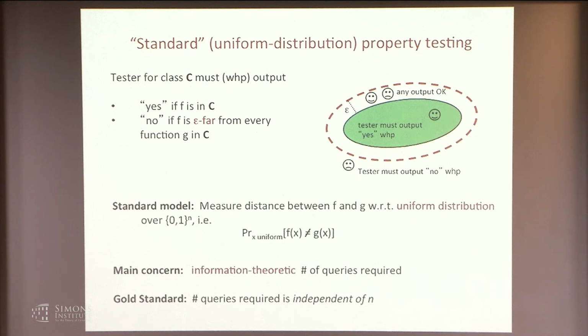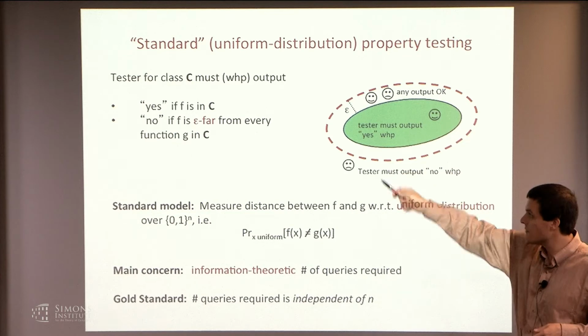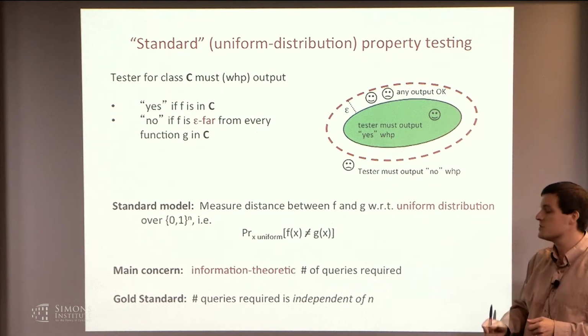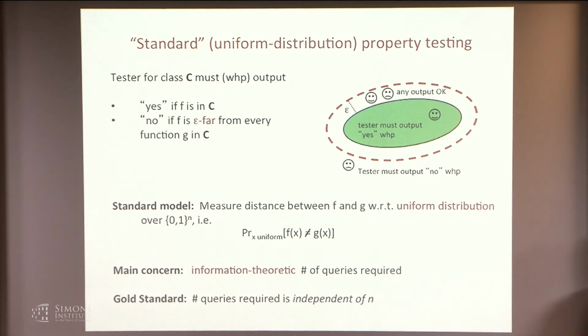So again, these are randomized algorithms, okay? And a crucial thing is that we measure the distance. What do we mean by the distance between f and g? Well, the distance in the standard model is just uniform distribution. What fraction of inputs in the Boolean cube do f and g disagree on?